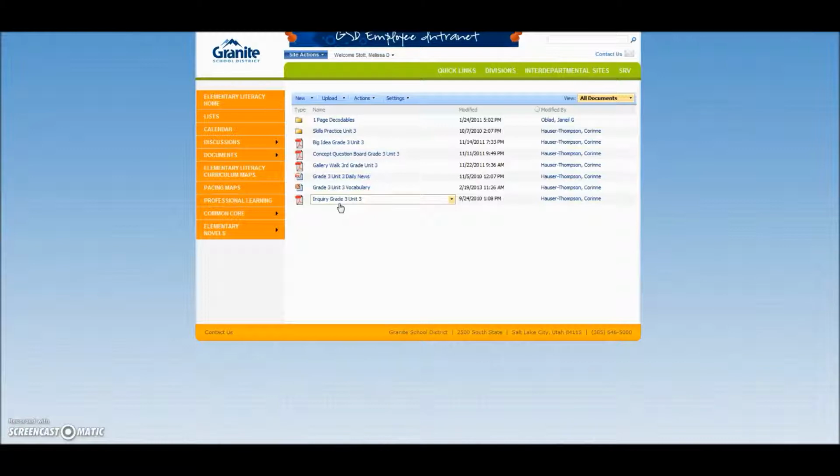There's also the inquiry packets that you could use for the shared research that is included in our new core. We have the concept question board and big idea, so this would be a great thing to use for your concept question board as you hang it up on your bulletin board. We also have skills practice pages and the decodables that are typed up so that you could use them for fluency practice with your students.